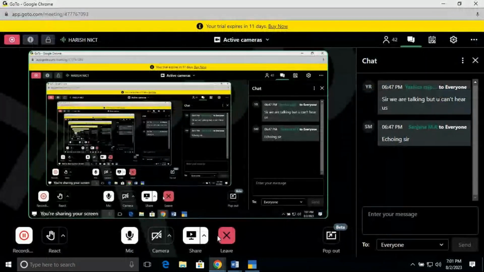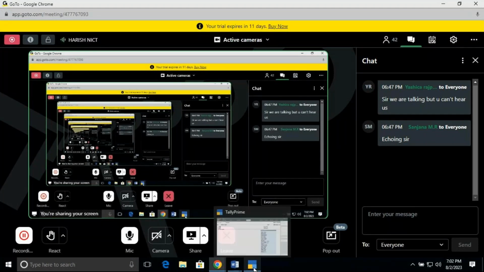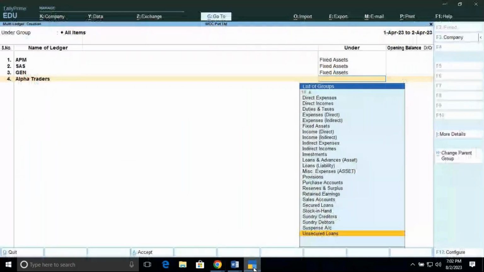Answer given, sir, by sundry creditors. Good. Okay. See, current liability, I can't say wrong. It is current liability. But there is a finer group exclusively for all these things, sundry creditor. Current liability means what? Bank overdraft is a current liability. Like that we can give.